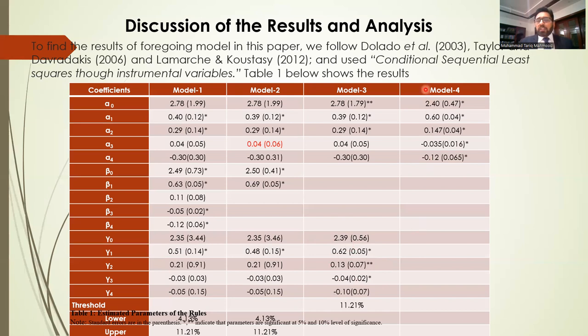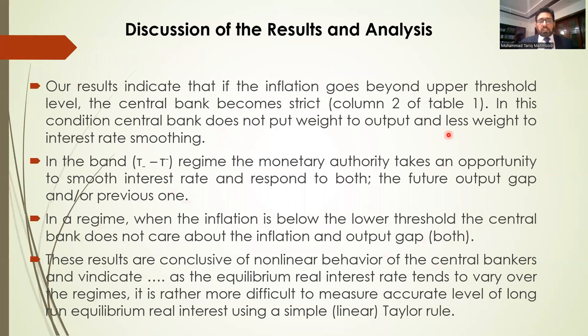So in model four, the linear model, we have all four parameters, alpha 1, alpha 2, alpha 3, and alpha 4, statistically significant, but their weights are very low, not equal to what Taylor 1993 assumed, or what Taylor and Svensson have described. So it is not even equal to those weights. The interest rate smoothing parameter is still strong in this case.